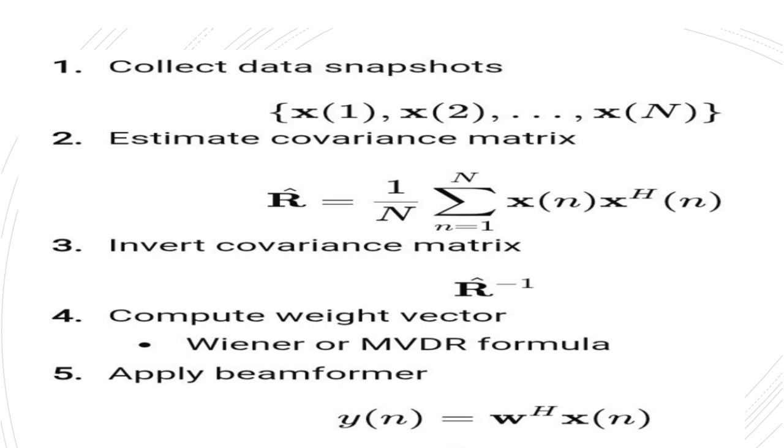For that, you take the Hermitian of your weight vector and multiply it by x of n. So these are the procedures involved in sample matrix inversion. The first thing, collect data snapshots. Second, estimate the covariance matrix. Third, invert the covariance matrix. Fourth, compute the weight vector. And the fifth is apply the beamformer.